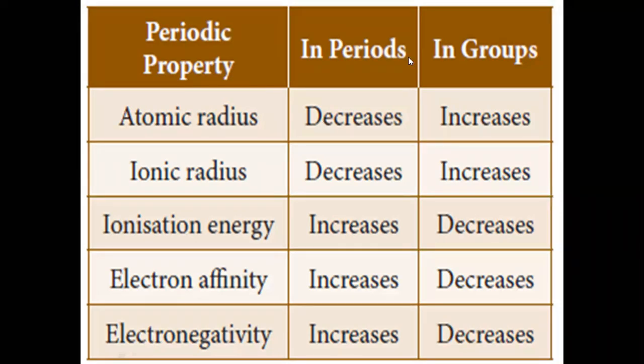So in this class we have discussed atomic radius, ionic radius, ionization energy, electron affinity and electronegativity. In the next class we will discuss what is meant by metallurgy.